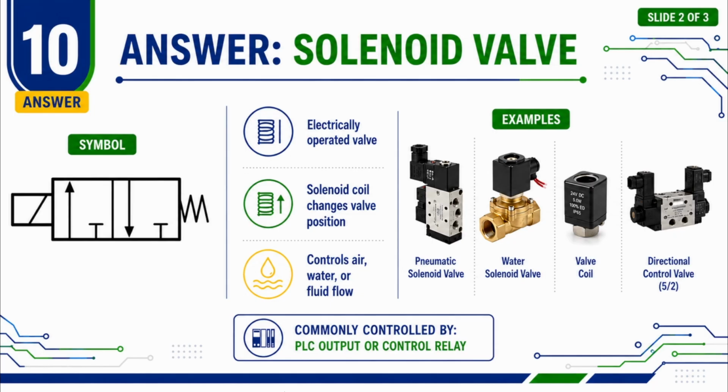The first number shows the number of ports. The second number shows the number of positions. So, a 3/2 valve means 3 ports and 2 positions. A 5/2 valve means 5 ports and 2 positions.